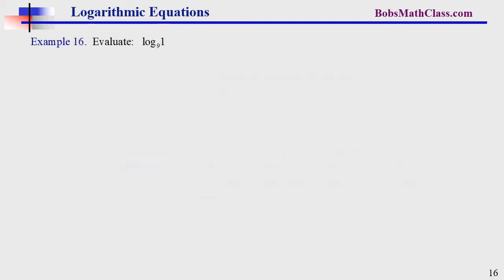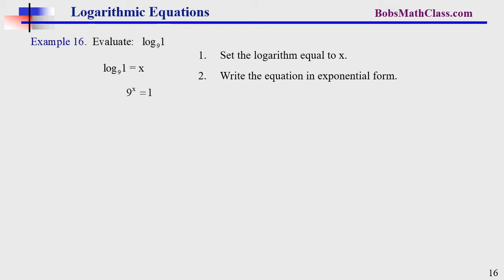Okay, here's another one. This one looks interesting too. Log of 1 base 9. All right, write it in exponential form. That gives us 9 to the x equals 1, right? 9 to what power gives you 1? It can't be 1 because 9 to the 1 is going to give us 9. It can't be -1 because that'll give you a fraction. 9 to the -1 is 1 over 9.